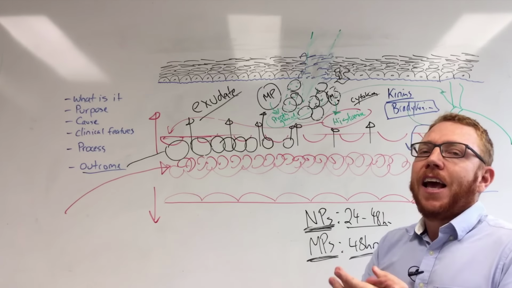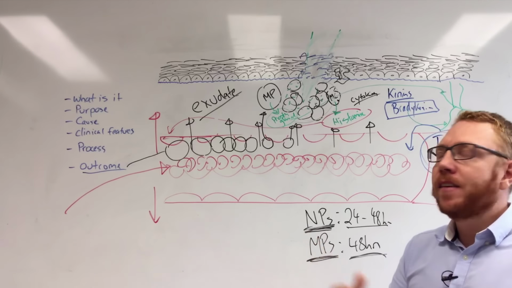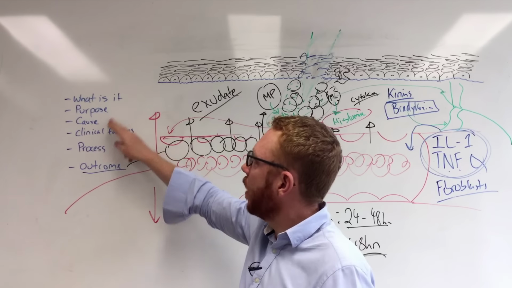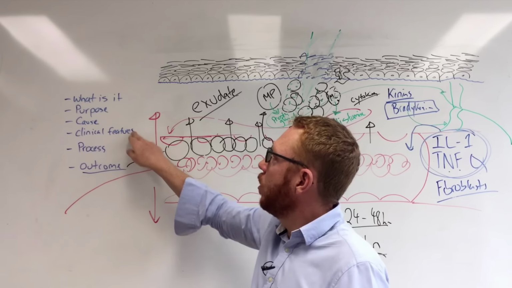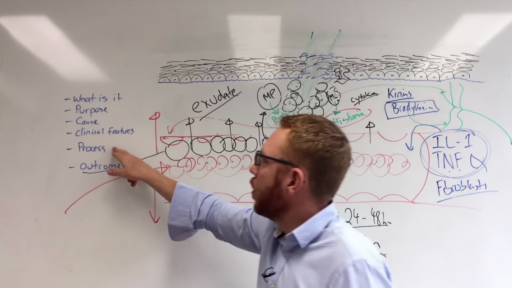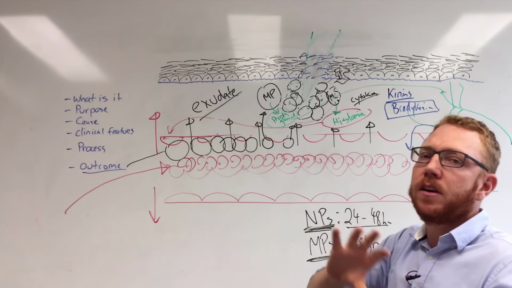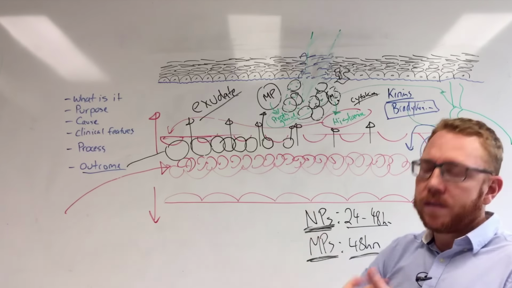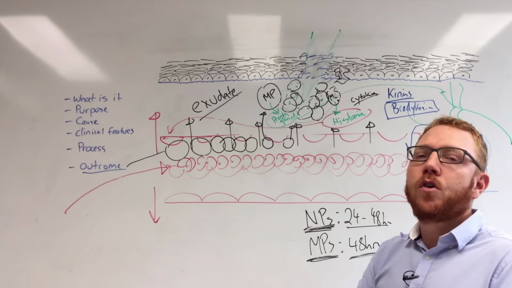So there you have it. That's acute inflammation. Hopefully it all made sense. So hopefully now you know what inflammation is, what the purpose of inflammation is, and what the cause of inflammation is. You know the clinical features, and you know what causes the clinical features. You know the process, the two main steps, vascular and cellular, and then you know the three possible outcomes: resolution, replacement, or chronic inflammation.